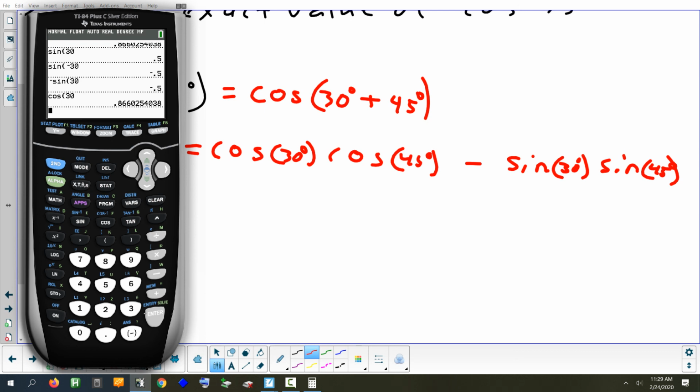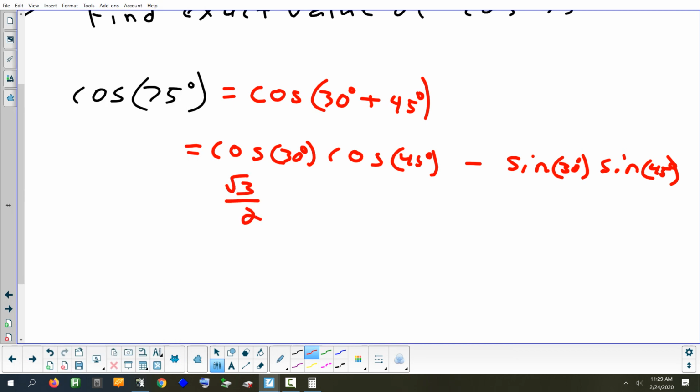Brandon? Square root 3. Yep. So you just use that chart. Square root 3/2. How about cosine 45? We did that earlier. Anyone remember what that came out to? Yep.